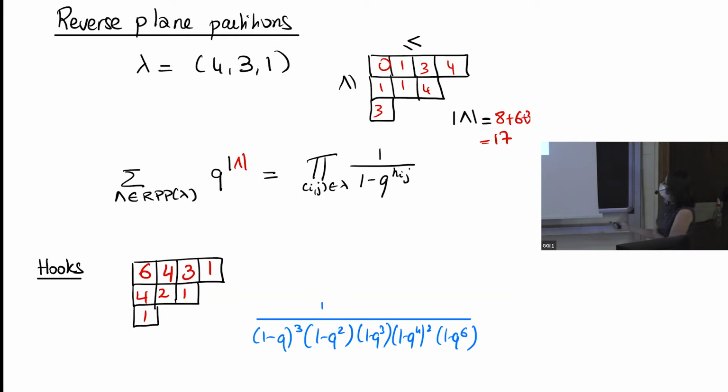Maybe a lot of you know what the hook of a cell in a diagram is, but let me remind you. The hook of a cell, for example this one, is the number of cells to the right plus the number of cells under plus the cell itself. So this cell has hook 4, but this cell here has hook 6. The claim is that the generating function of this object is exactly this nice product here.